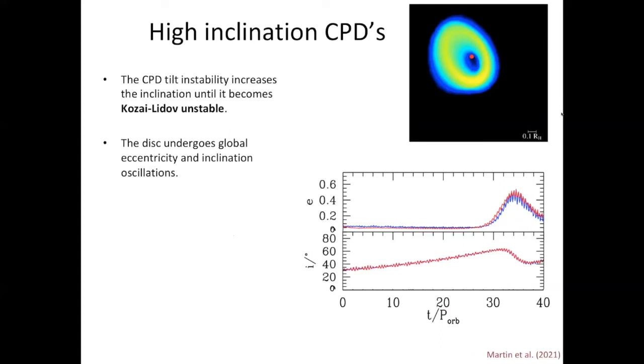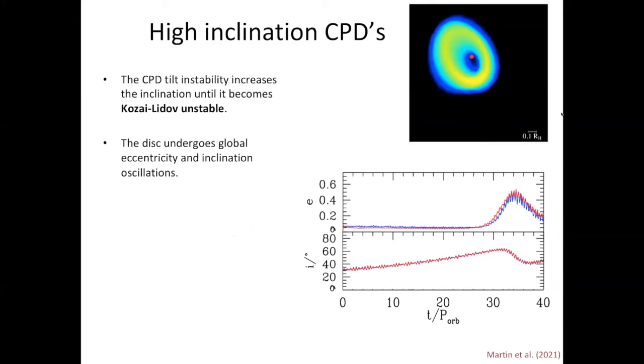Now, there are several ways that highly misaligned disks that are unstable to these Kozai-Lidov oscillations may be formed. The disk in a binary star system may already form with sufficiently high inclination to undergo these oscillations. Circumplanetary disks, on the other hand, are unlikely to form with such a high inclination, and they're going to form close to coplanar. However, as we've already seen, circumplanetary disks are unstable to tilting, so the inclination can increase sufficiently that they become unstable later on.